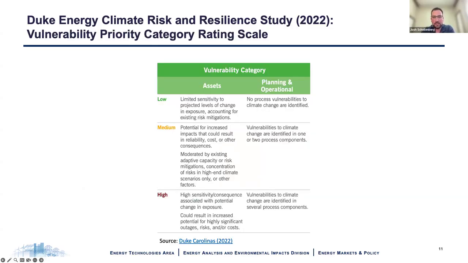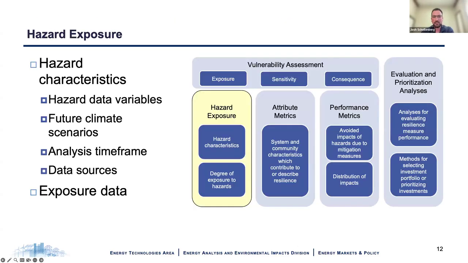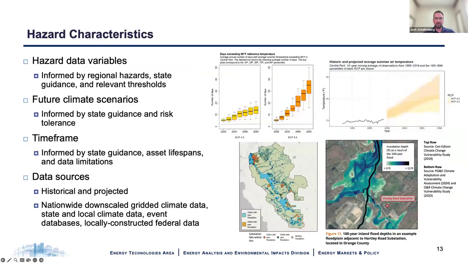And in this case as well, you can see on the rightmost column in this table that there was a specific way of categorizing and rating vulnerability for planning and operational vulnerabilities versus assets. And so you could see there the clear rubric that they used for assessing those vulnerabilities. Now we'll get into hazard exposure, which is the second piece of this overall framework for resilience plans.